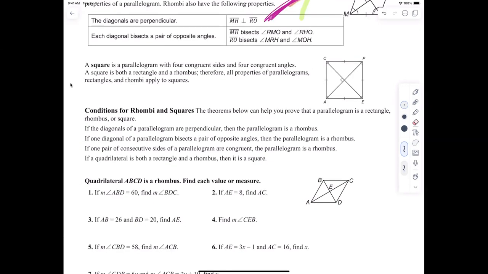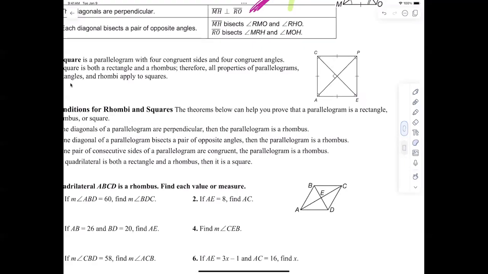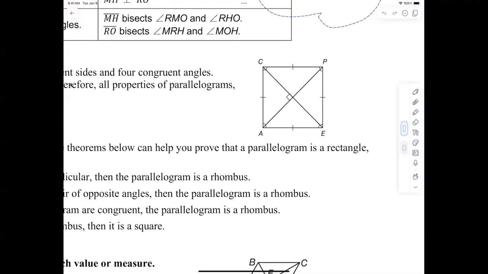A rhombus is not always a square. That is true. But a square is always a what? Yes. So you can look at something and say, I know that's a rhombus. It might be a square. But the angles have to be exactly what? 90 degrees.